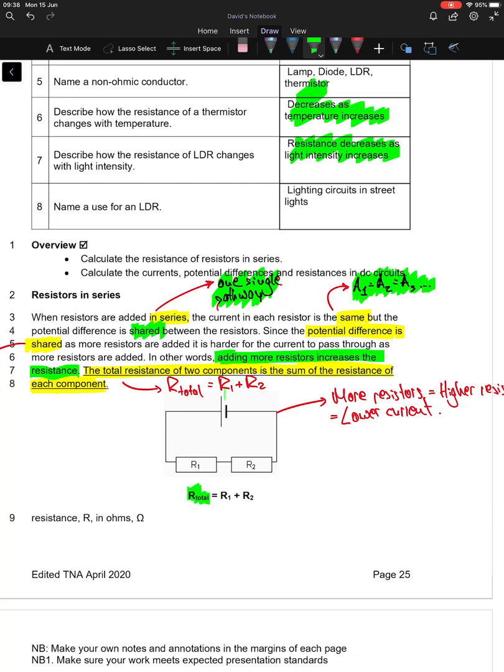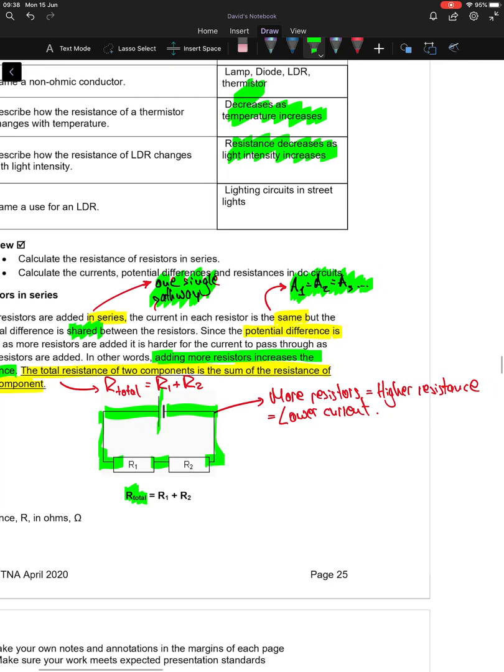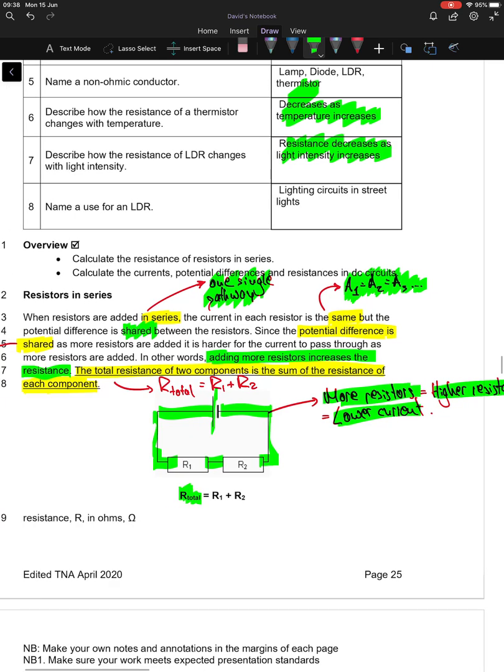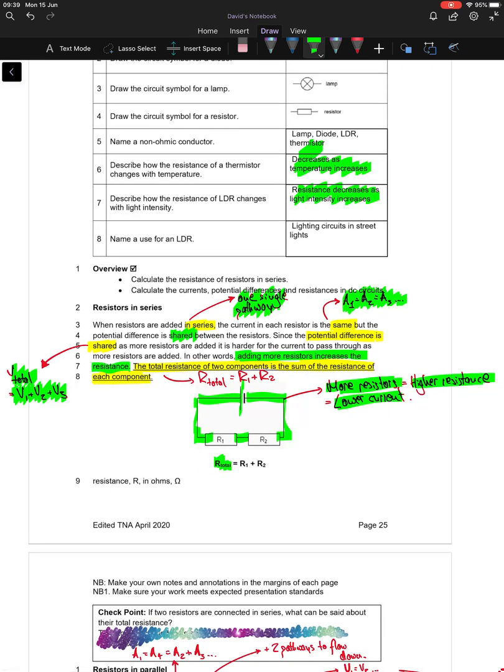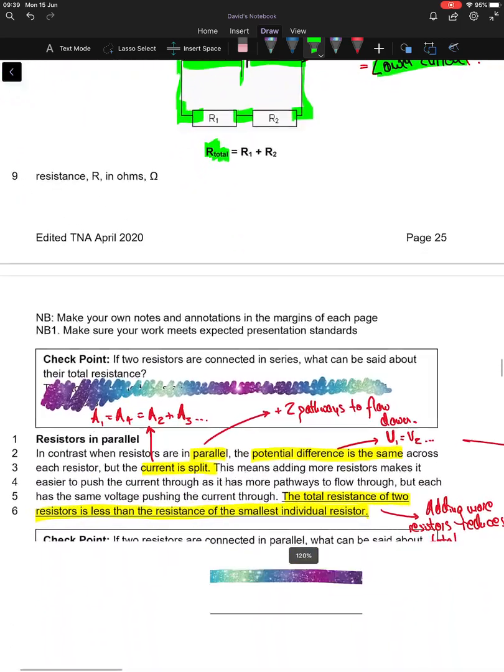So if you think about it, the total resistance of a circuit like this one here is the sum of both of the resistors in it. So if you add more resistors, you're going to have a higher resistance, which means it's going to be harder for the electrons flowing around the circuit to move through it, which means the current is going to be lower. So you might make your own annotations there, just your own notes, nice and quickly.